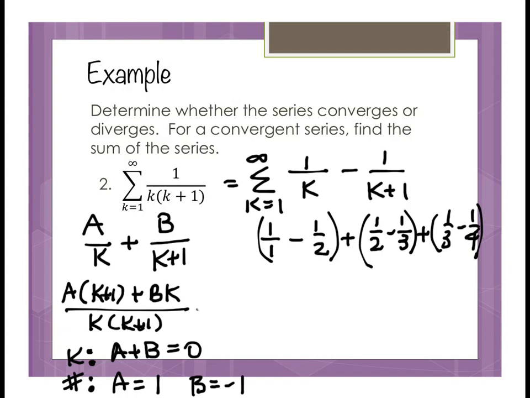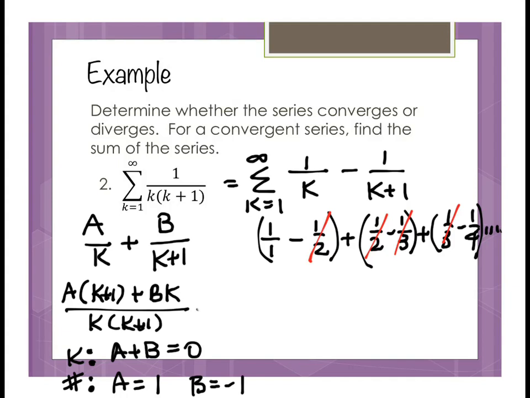This is going to continue. There's my dot, dot, dot here at the end. But take a look at what's going on here. Do you see anything disappear, simplify, cancel out, or collapse? Yeah, this negative 1/2 and this positive 1/2, those cancel out. And this negative 1/3 and this positive 1/3, those cancel out. And it's going to keep going, right?